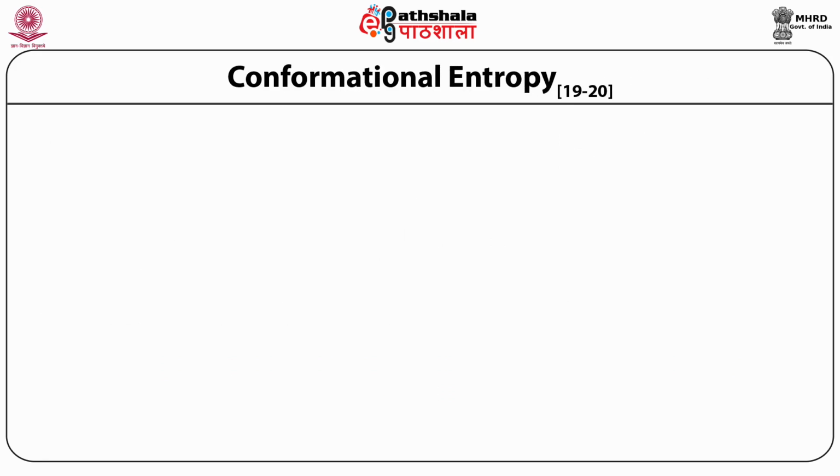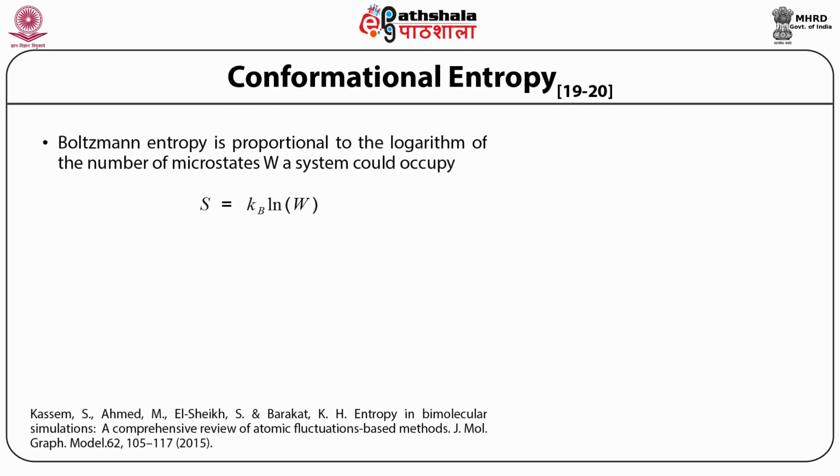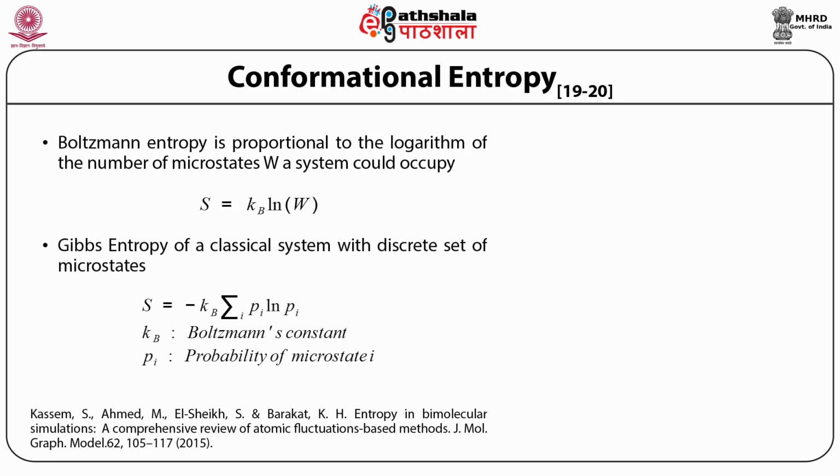What is the conformational entropy basically? It is called the Boltzmann entropy. This is proportional to the number of states the system can occupy. And if you look at the Gibbs entropy, which is the way we would like to calculate this, with pi the probability of microstate i, it will be minus kB summation over all the possible states. Hence, one can calculate the conformational entropy very easily, provided one can actually cover all the i states.